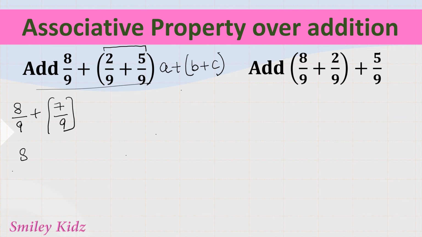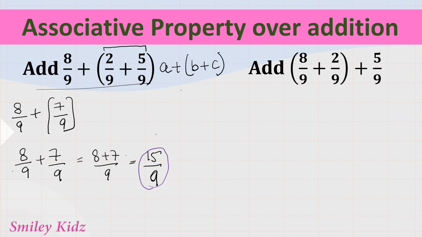Now we will be removing the brackets. 8 by 9 plus 7 by 9, which is equal to 8 plus 7 by 9, which is equal to 15 by 9. So when we did A plus (B plus C), when B plus C is in brackets, we got 15 by 9. What about the next example, which is (8 by 9 plus 2 by 9) plus 5 by 9.